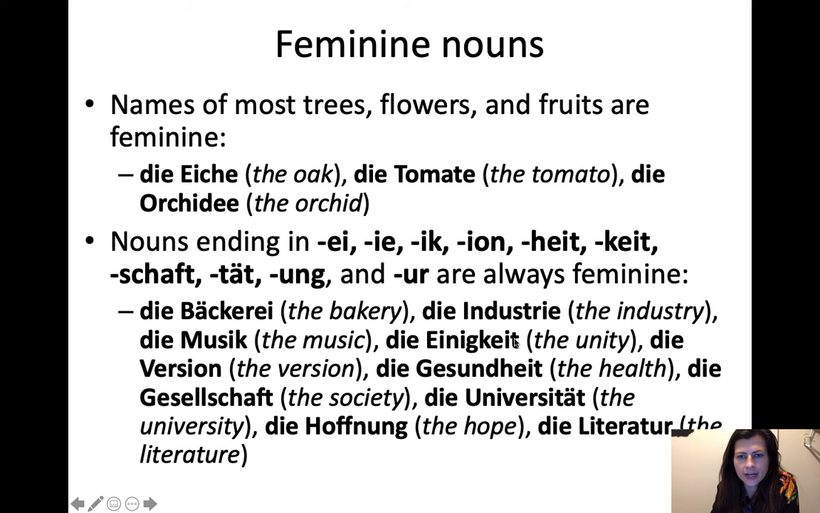Einigkeit und Recht und Freiheit is, of course, the first line of the German national anthem. So Einigkeit, unity, Recht, rights or justice, and Freiheit, freedom.